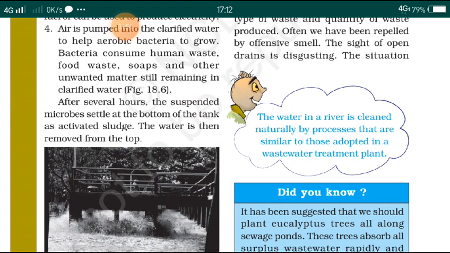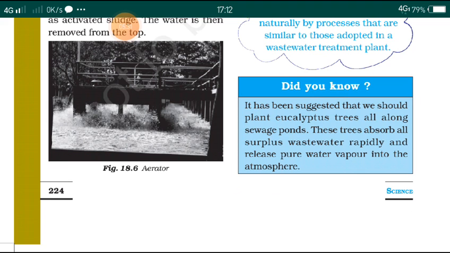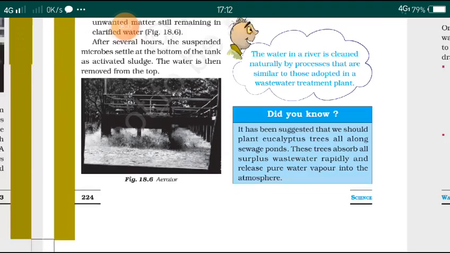Here is Boojho's question. The water in a river is cleaned naturally by processes that are similar to those adopted in a wastewater treatment plant. Did you know? It has been suggested that we should plant eucalyptus trees all along sewage ponds. We should grow eucalyptus trees around the sewage ponds. These trees absorb all surplus wastewater rapidly and release pure water vapor into the atmosphere.